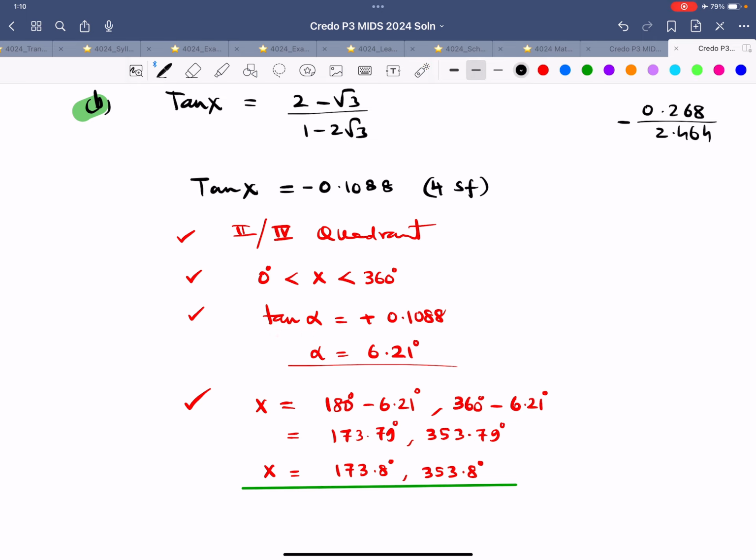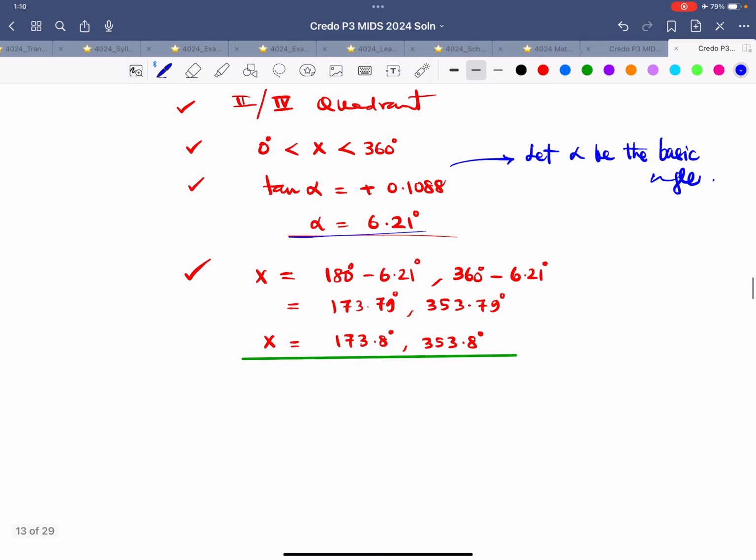Alpha is 6.21. Let me write this. What is alpha? Tell it to the examiner. Let alpha be the basic angle, that is the acute angle with the x-axis. So we found alpha is 6.21. In the second quadrant, it's 180 minus the basic angle. In the fourth quadrant, this is 360 minus the basic angle. This is in 2 dp. The final answer should be in 1 dp.